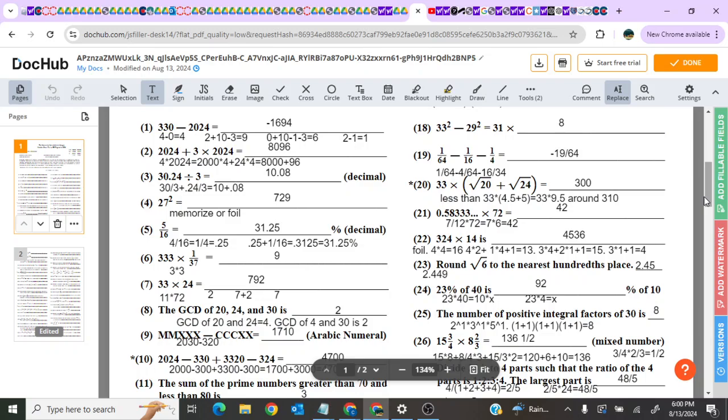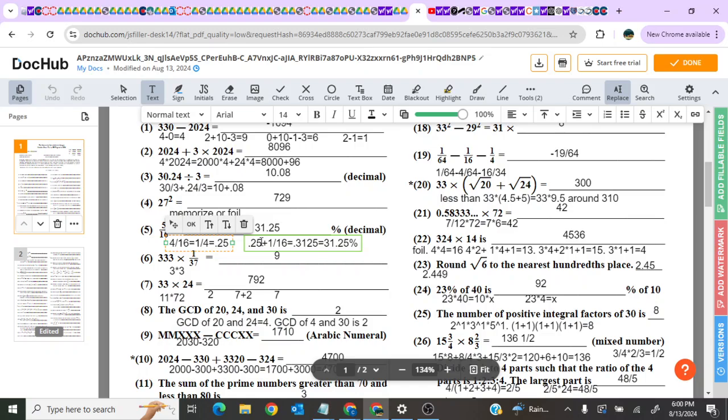5 over 16 is what percent? You can either have this fraction memorized or you can do a few tricks to figure it out. You know that 5 over 16 is 4 over 16 plus 1 over 16. So 4 over 16 is 0.25, and then 1 over 16 you should know is 0.0625. Add them together and you get 31.25%.